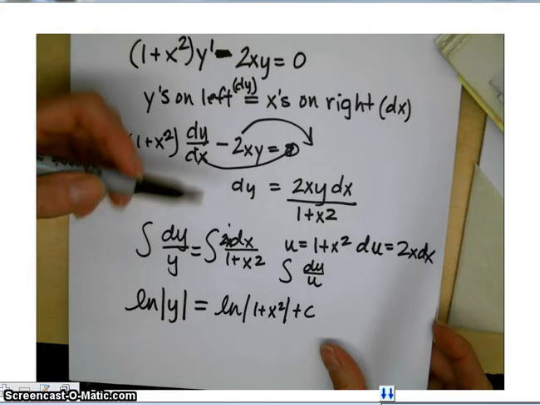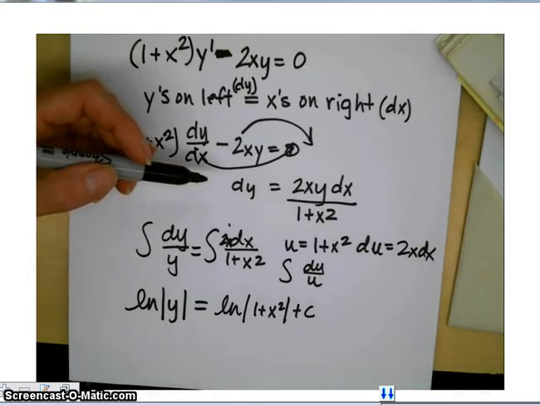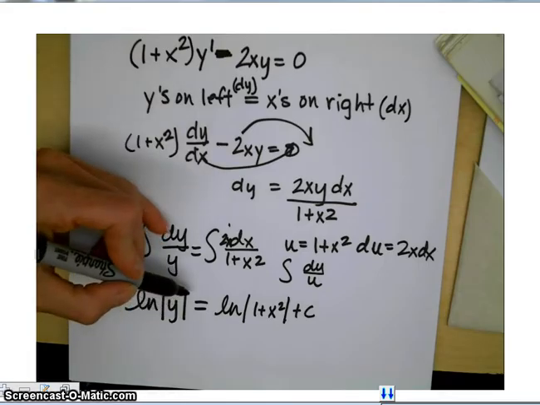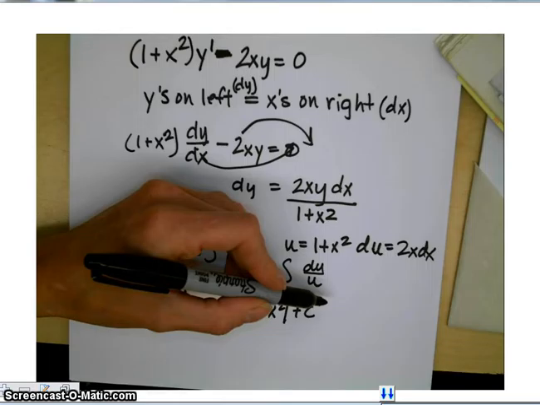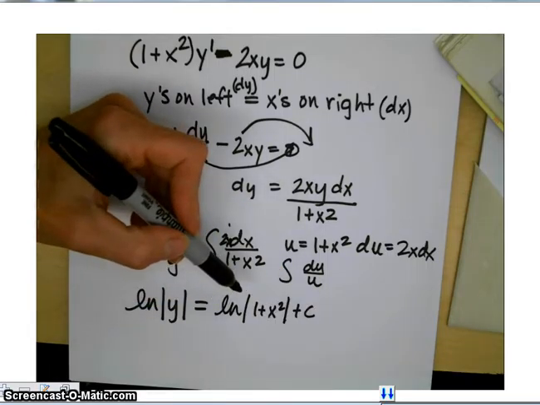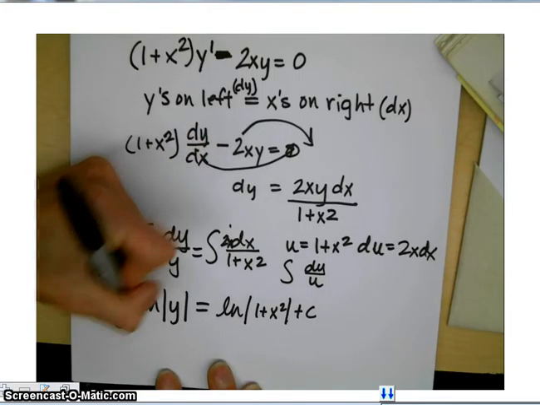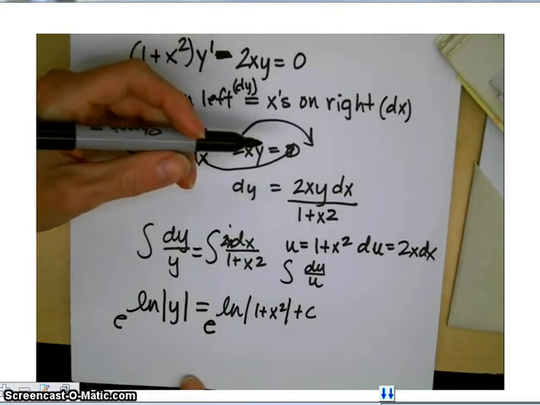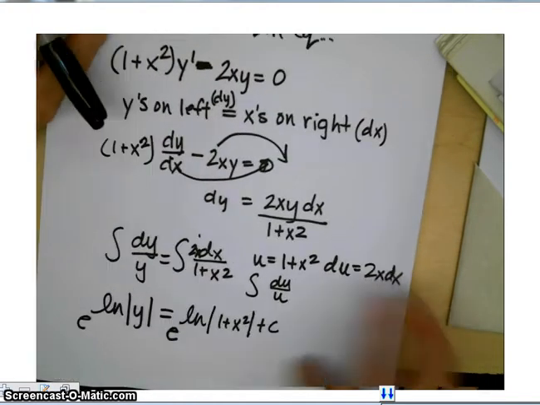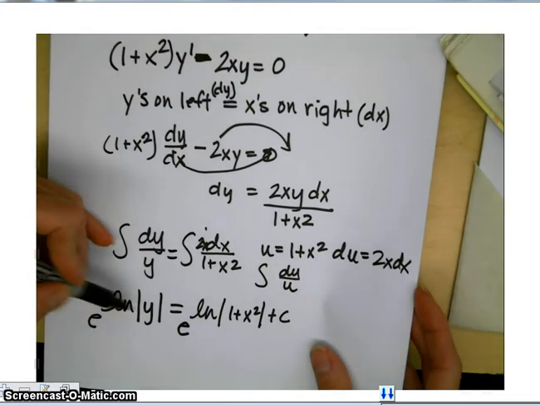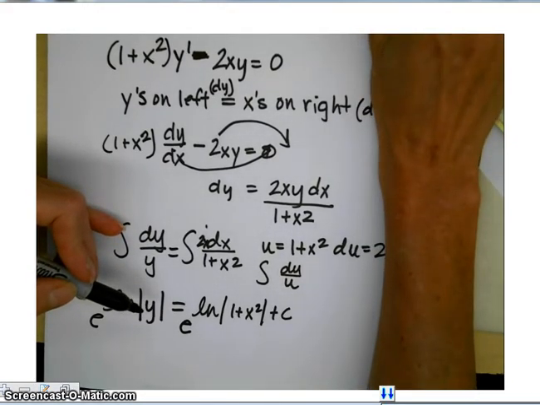Something with e, yes? Couldn't I make each side the power of e? Make each side the power of e. We call that applying e to both sides. So now, what is e to the natural log of the absolute value of y? It's just y. It's just y.